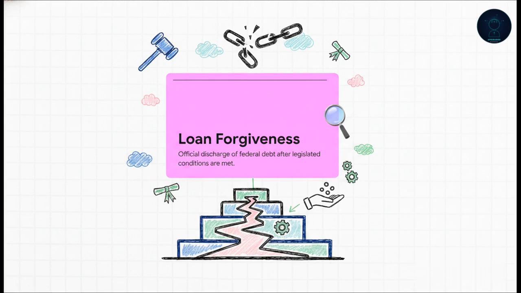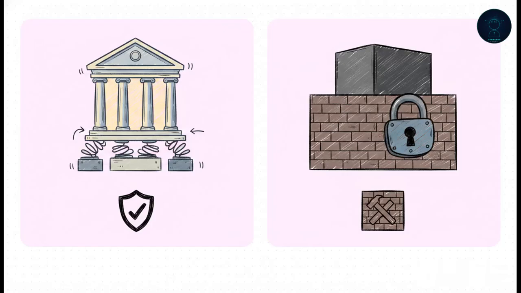But, and this is a big but, it is granted only after incredibly specific legislated conditions are met over a set period of time. It's a contractual mechanism built directly into the promissory note of federal loans. It's designed to be a release valve for sure, but only for those who follow the specific structural pathways to reach it. And this is exactly why that federal versus private distinction is so critical.